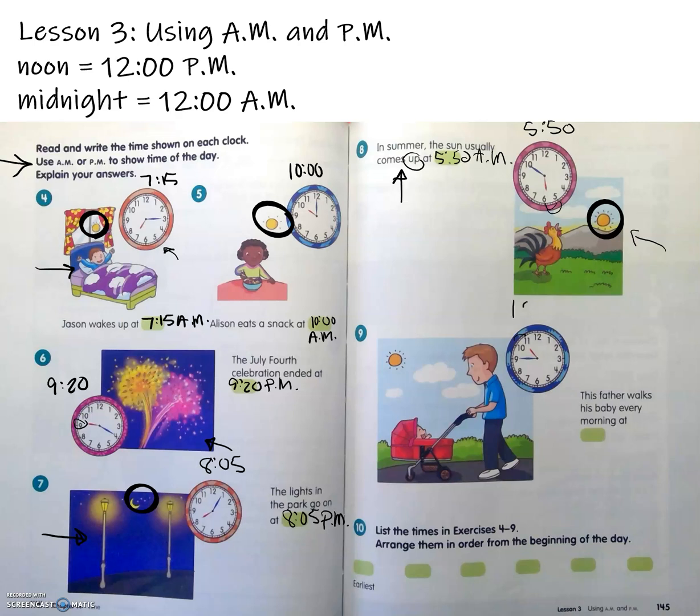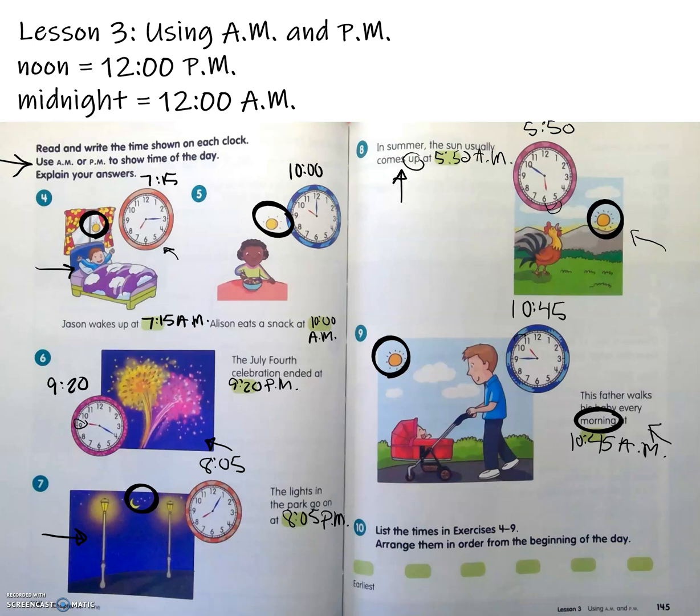That makes this time 10:45. Now, so I don't get ahead of myself, I'm going to read what it says here too. The father walks his baby every morning at, so I can see the sun, it says the word morning, so it must be 10:45 a.m.